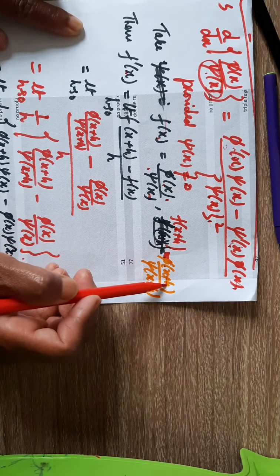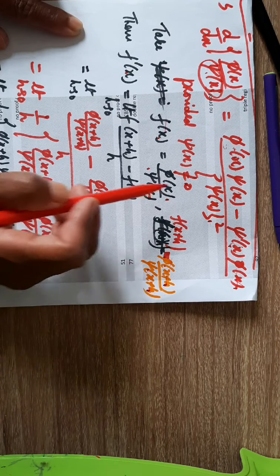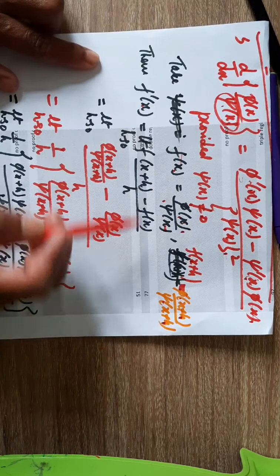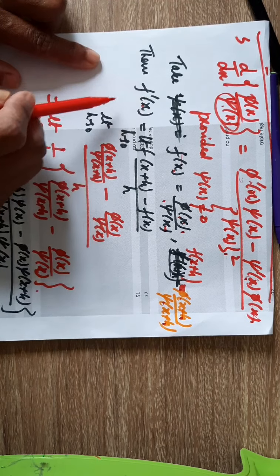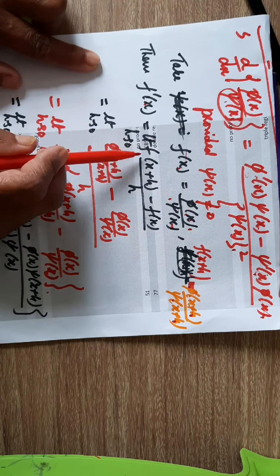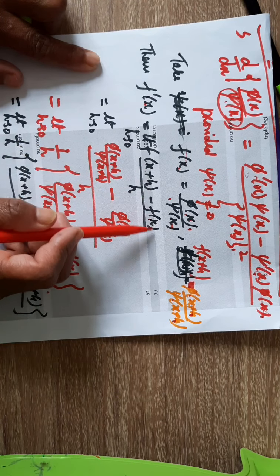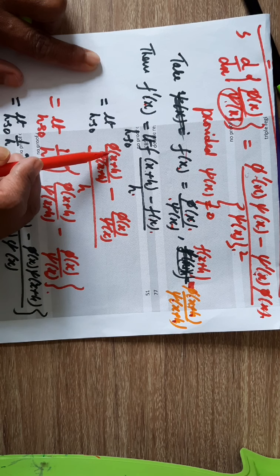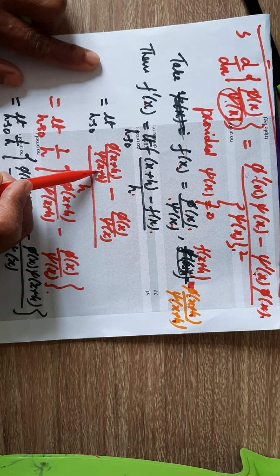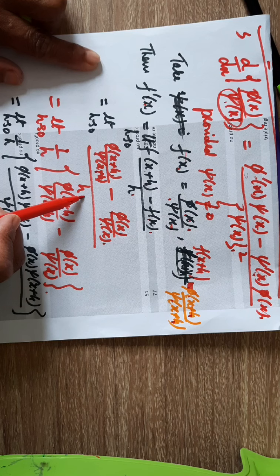It will be phi of x plus h by psi of x plus h. Replace x by x plus h. By definition, f prime of x is equal to limit h tends to 0 of f of x plus h minus f of x by h. And this is equal to phi of x plus h by psi of x plus h minus phi of x by psi of x, upon h.